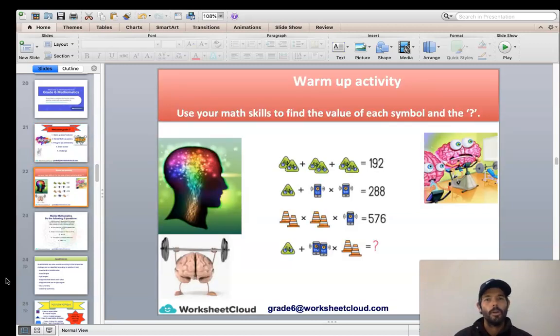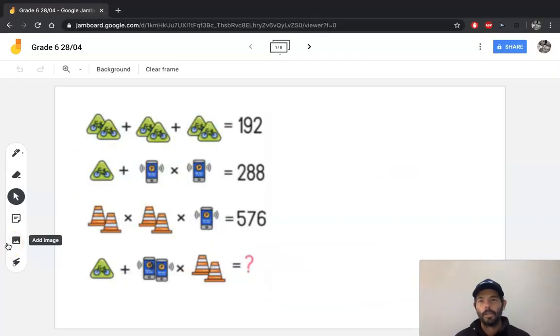So by now you know that you should be using your math skills to find out the value of each symbol. And don't forget the question mark at the end. Right, off you go. The first thing I'm going to look at is the bicycle signs. And I know that 192 must be divided by 6 because there's 6 signs there. If I do that, I get 32.